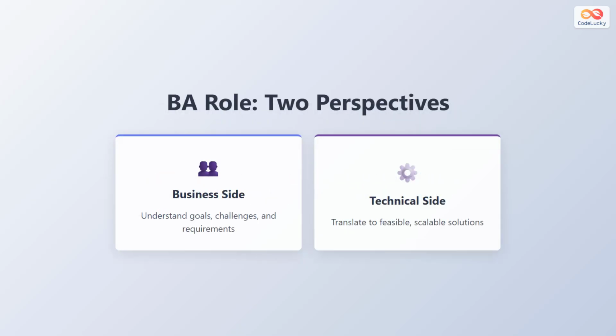The business analyst role has two main perspectives. On the business side, they understand organizational goals, identify challenges, and gather requirements from stakeholders. On the technical side, they work with developers and technical architects to translate those requirements into feasible, scalable, and efficient solutions. Both perspectives are equally important for the role.